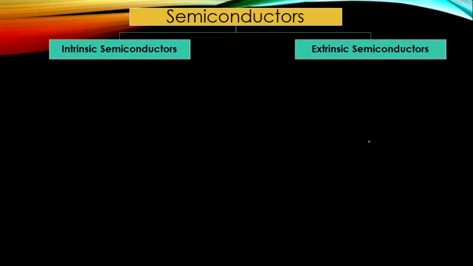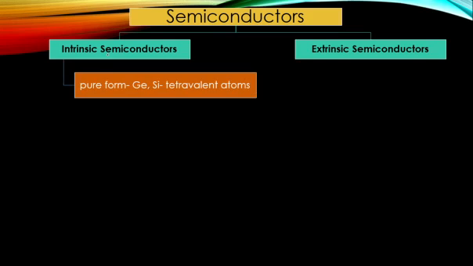There are two different types of semiconductor. One is called intrinsic semiconductor, another is called extrinsic semiconductor. An intrinsic semiconductor is the pure form of semiconductor, for example, pure germanium or pure silicon. Those are tetravalent atoms. What do you mean by a tetravalent atom? It has 4 electrons in its valence shell. All other inner shells will be filled up, while there will be 4 electrons in the valence shell or the outermost shell.